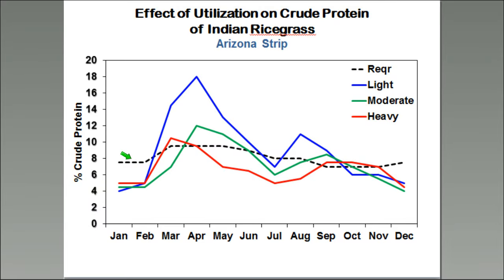If we look at a cool season grass, Indian rice grass here, looking at the same situation in this graph, we can see that in a more heavy tissue removal situation, that red line, very seldom is that grass going to provide a quality of protein above the requirement for that animal. But with moderate and light grazing, most of the year that grass will meet their requirements.